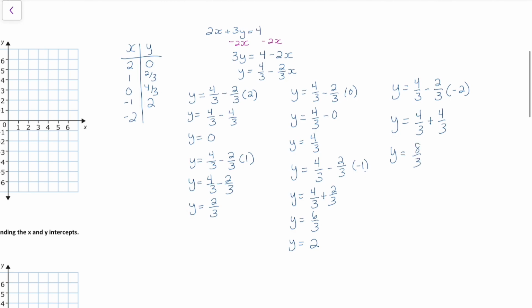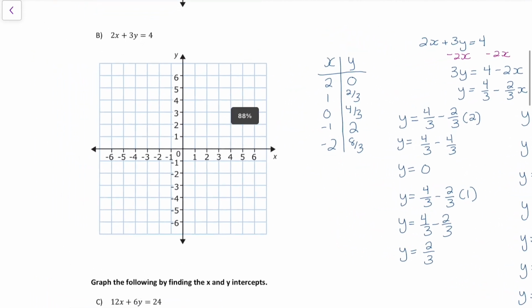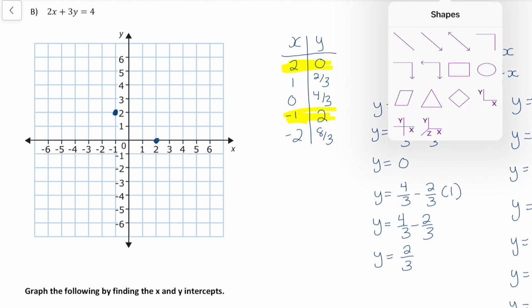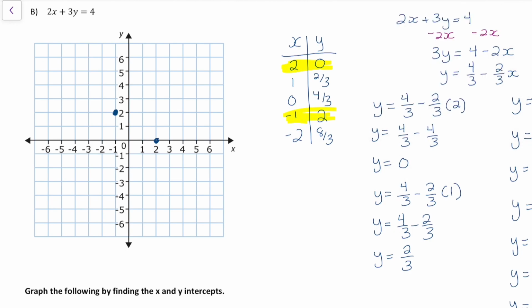And I don't have another nice point. So I only have 2 nice points that I'm going to use to graph. I have x is 2, y is 0, and x is negative 1, y is 2. So I get 2, 0, and negative 1, 2. Again, all we really need is 2 points to graph. I tend to like to try and find a third just to verify my answer. But I really just need 2.